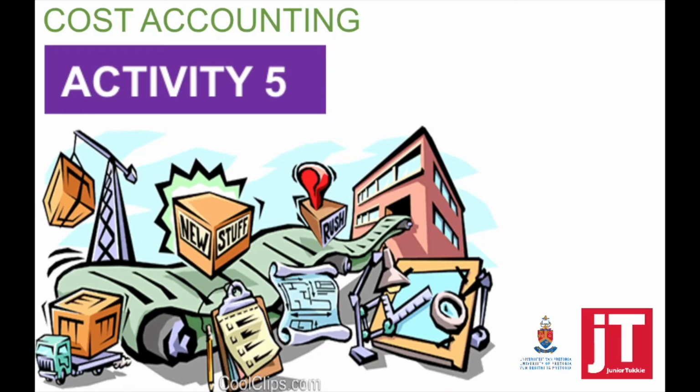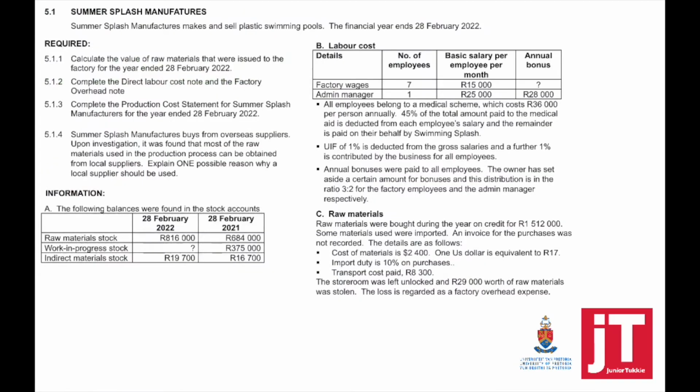Brimacombe. We are going to look now at Activity 5 in Cost Accounting. 5.1 Summer Splash Manufacturers. Summer Splash Manufacturers makes and sells plastic swimming pools. The financial year ends 28 February 2022. Required: calculate the value of the raw materials that were issued to the factory for the year ended 28 February 2022.